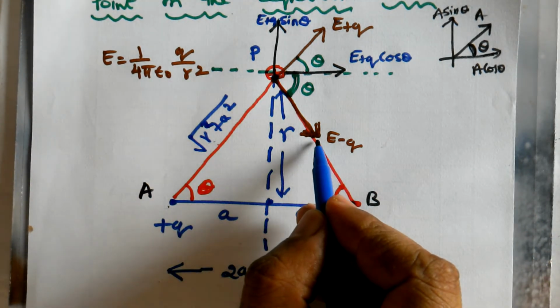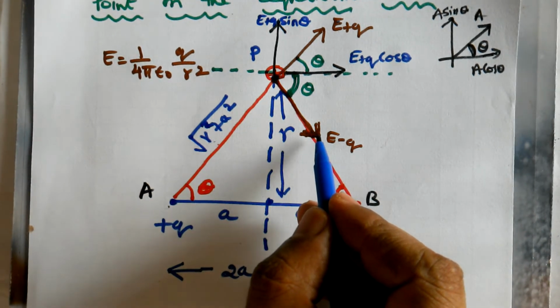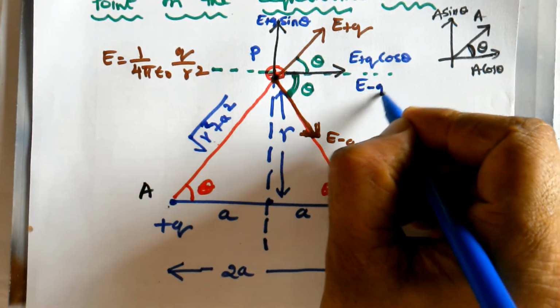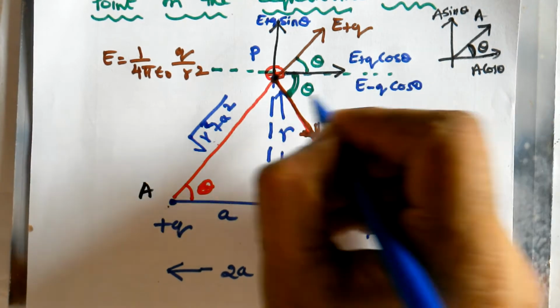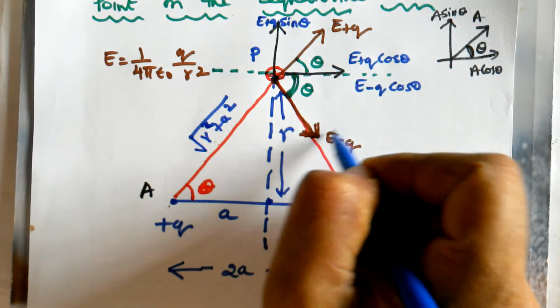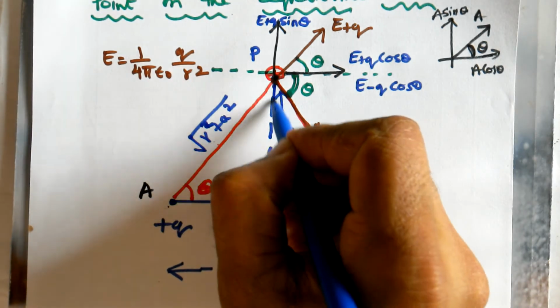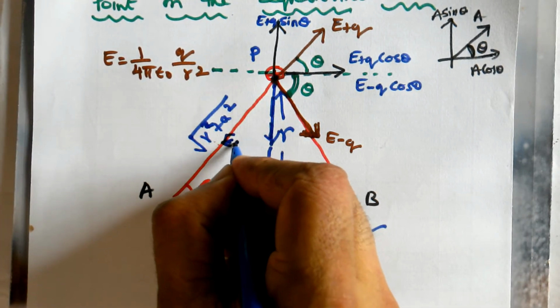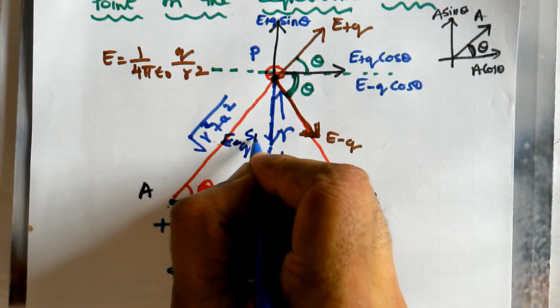Similarly, this electric field can be split into two components. One is here, is theta. So E minus Q cos theta, because there is theta here, adjacent side now. So wherever you have theta, you have the cos component, E minus Q cos theta. Another component in this direction is E due to minus Q sin theta.